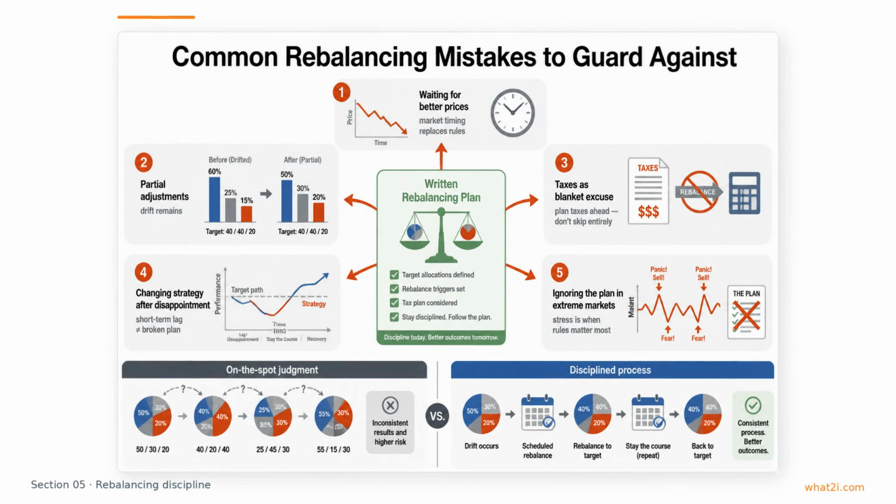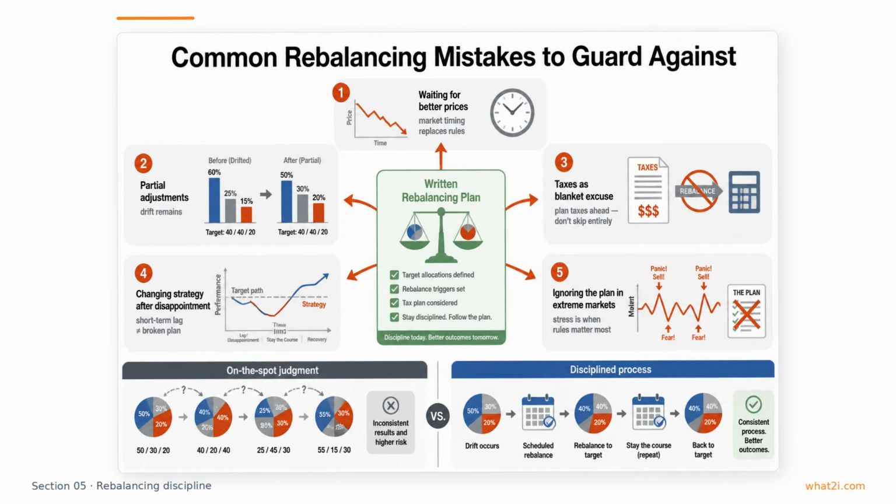The most common discipline mistakes all involve replacing rules with judgment calls made under stress. Investors wait for better prices, make only part of the needed adjustment, or use taxes as a blanket excuse to avoid any action at all. Some abandon the strategy after a short period of disappointing relative performance. Others ignore the plan entirely when markets become extreme, even though that is when discipline matters most. None of these behaviors are unusual, but each one weakens the reliability of the process. A strong plan anticipates these temptations and gives the investor fewer chances to improvise.